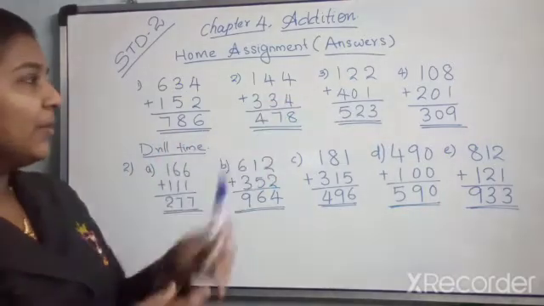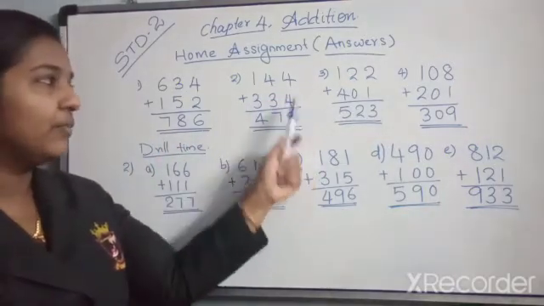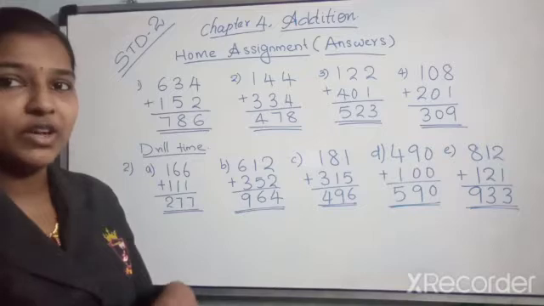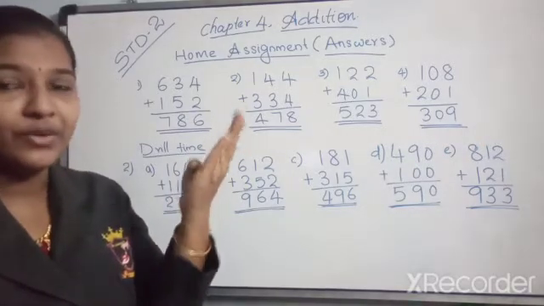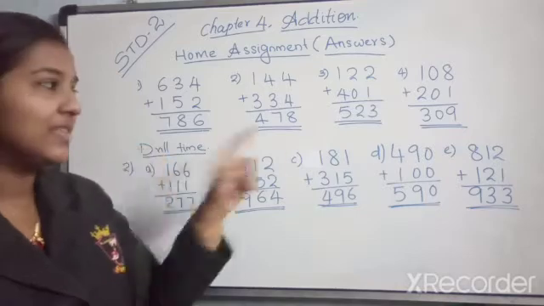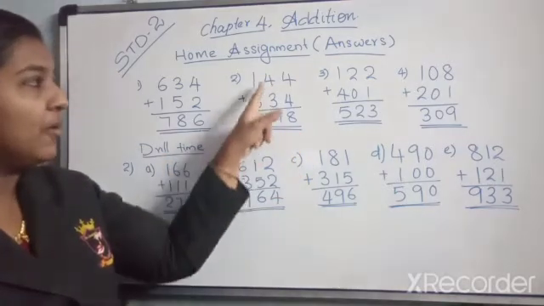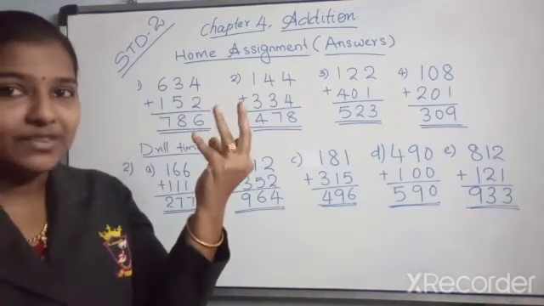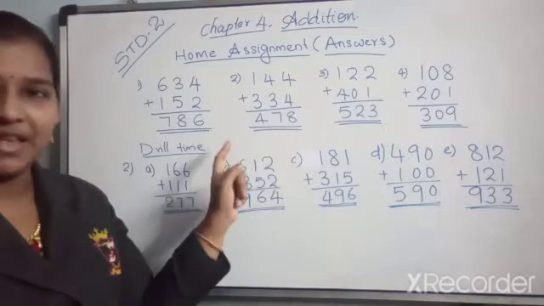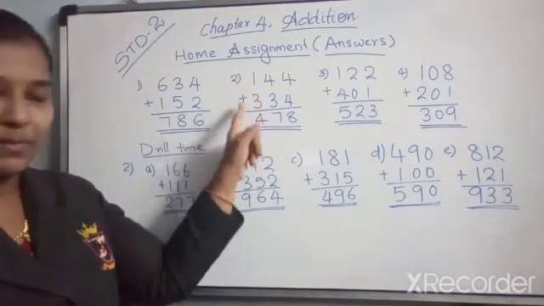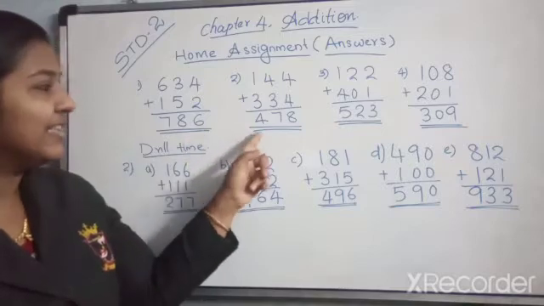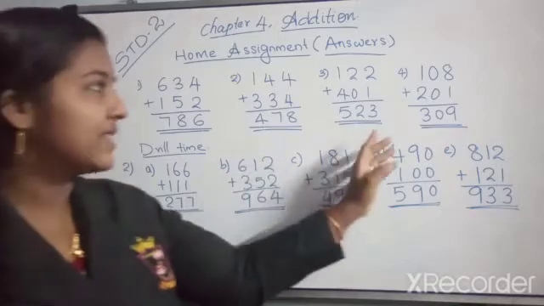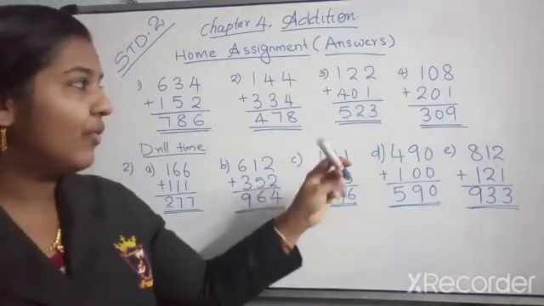So we got the answer 786 for this question. Now the next one, 144 plus 334. First add the ones place digits together. That is 4 plus 4. Keep 4 in your mind and take 4 fingers. After 4 it is 5, 6, 7, 8. So the answer is 8. Now 4 plus 3. Keep 4 in your mind and take 3 fingers. After 4 it is 5, 6, 7. So you can write 7. Then 3 plus 1, or 1 plus 3, that is 4. You can write. So the answer is 478. Clear children?